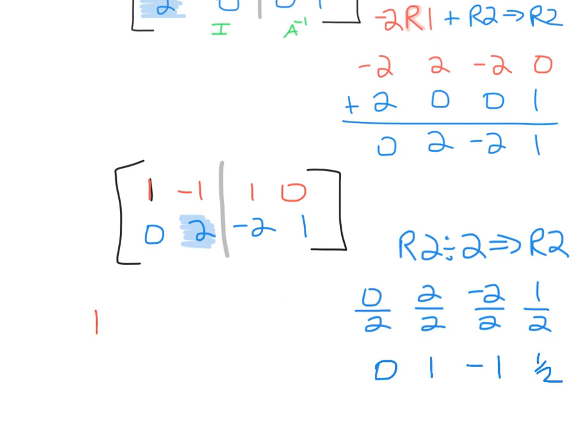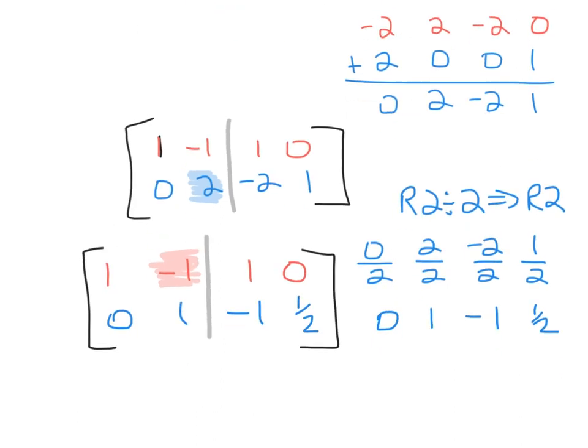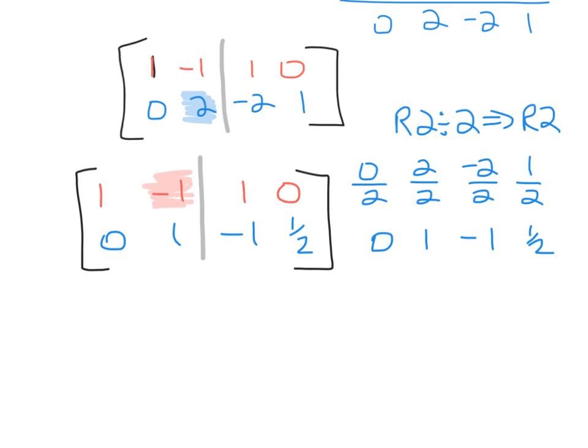I'm going to rewrite row 1, my new row 2, and then show the dividing line. I still do not have the identity matrix on that left side yet. I still have one more step. I need to change the -1 right here into a 0. And the way that I will accomplish that is by taking row 2 and adding it to row 1.